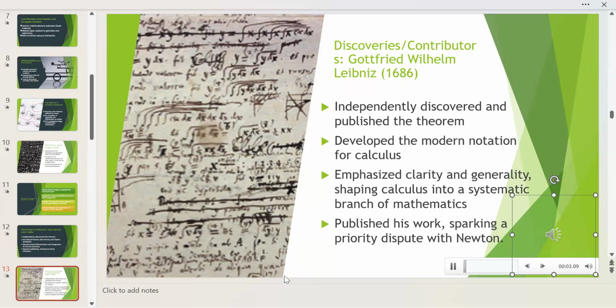So our next and final contributor is Gottfried Wilhelm Leibniz, better known as just Leibniz, and he independently discovered the theorem, but the difference between him and Newton was that he published his.